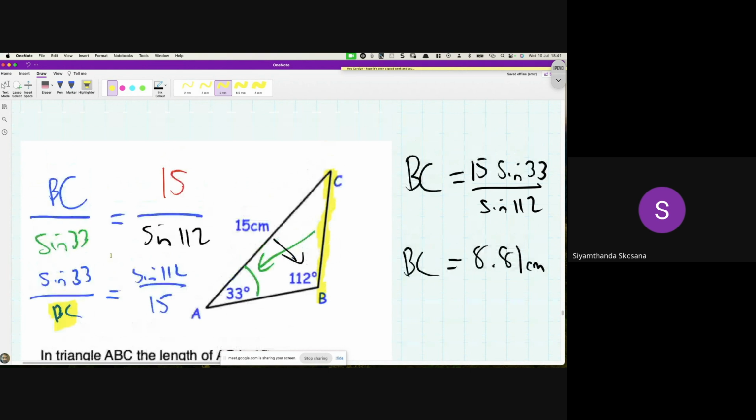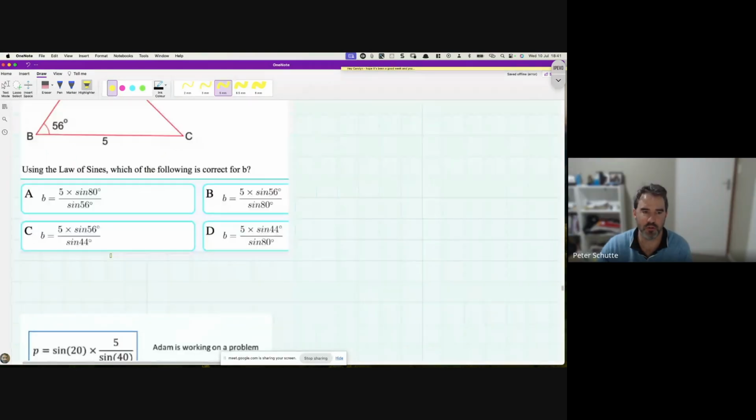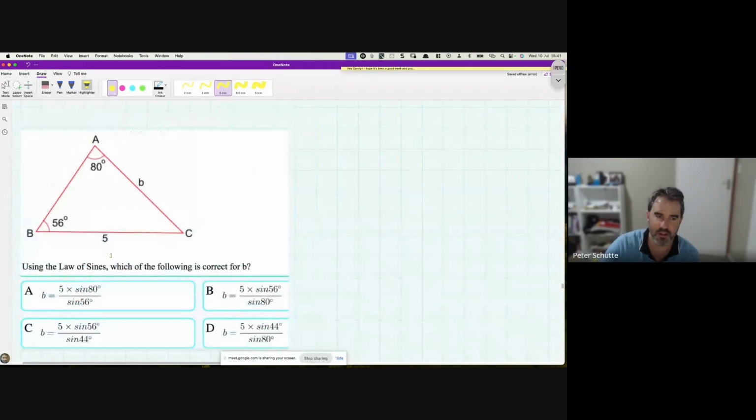Okay, great, thank you. Pleasure. Okay, let's do some of these fun multiple choice questions. So here is this question. It says, using the law of sines, which of the following is the correct formula for b? So I want you to look at the four options and say, which do you think is the correct expression for b using the law of sines?